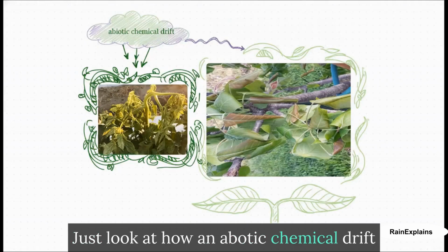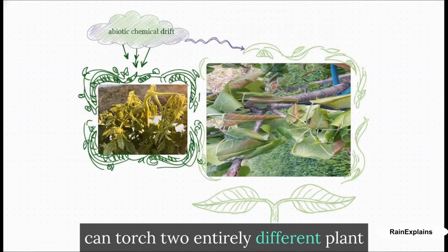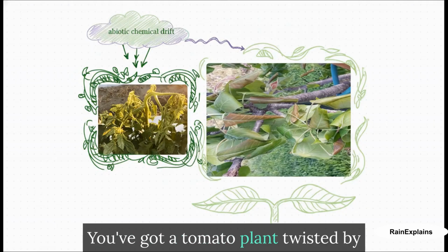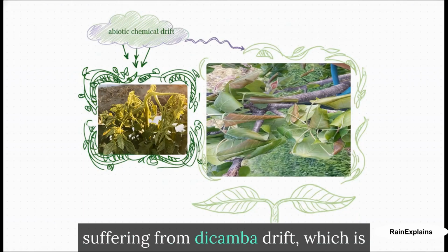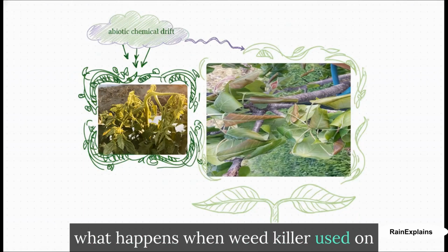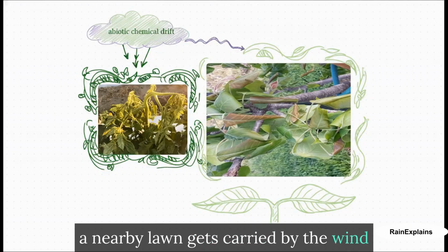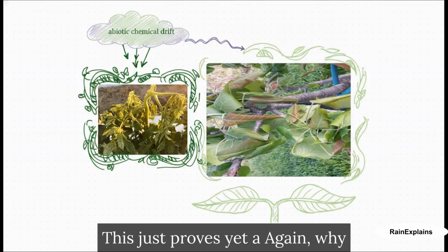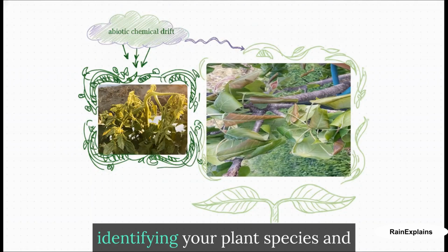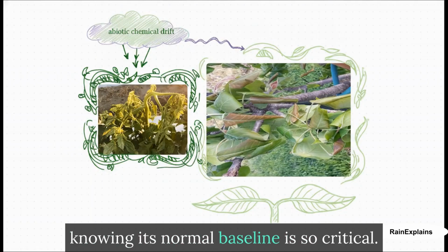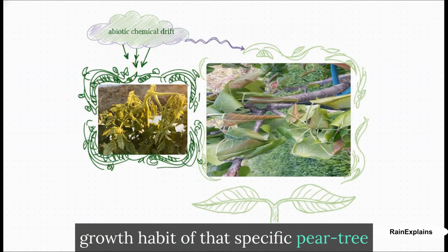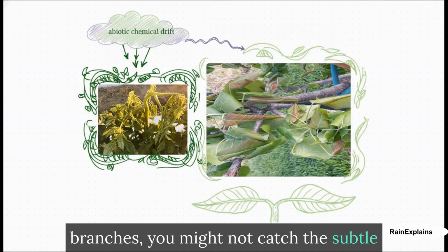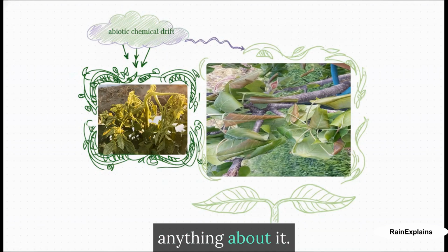Just look at how an abiotic chemical drift contorts two entirely different plant species. You've got a tomato plant twisted by epinasty, and right next to it, a pear tree suffering from dicamba drift, which is what happens when weed killer used on a nearby lawn gets carried by the wind straight onto your prized garden. This just proves, yet again, why identifying your plant species and knowing its normal baseline is so critical. If you don't know what the normal growth habit of that specific pear tree branch is, you might not catch the subtle curling symptom early enough to do anything about it.